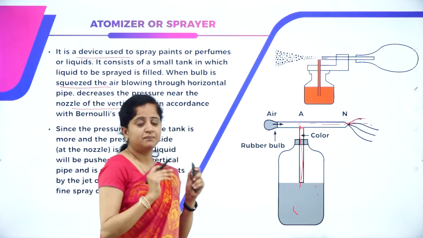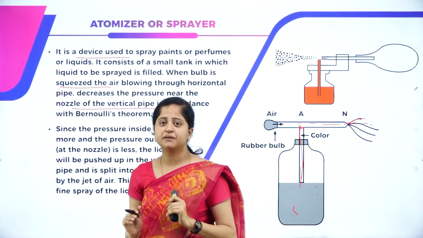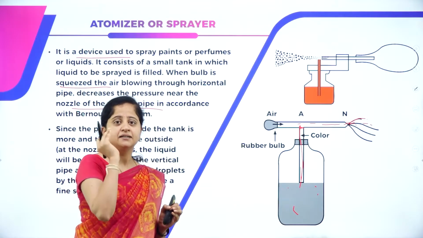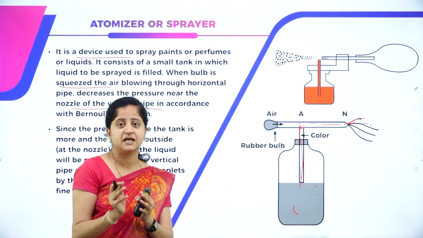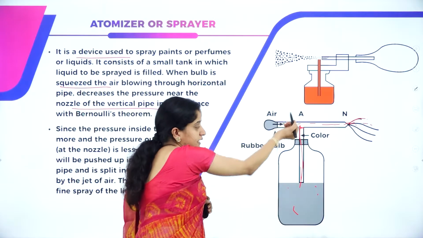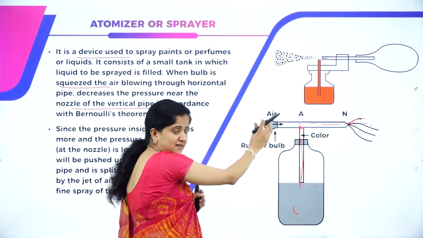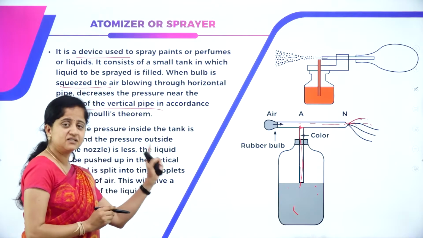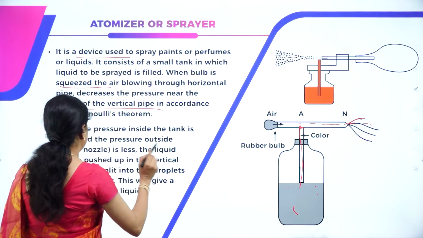See, Bernoulli's principle doesn't only say that the sum of pressure plus kinetic energy per unit volume plus potential energy per unit volume remains constant. It also gives the relation between pressure and velocity, which means pressure and velocity are inversely proportional to each other. Here, if the pressure decreases, the liquid rises up, it will rush up, the velocity will be more, and when the squeezed bulb is released, the liquid will come out. So that is the mechanism of atomizers or sprayers, in accordance with Bernoulli's theorem.